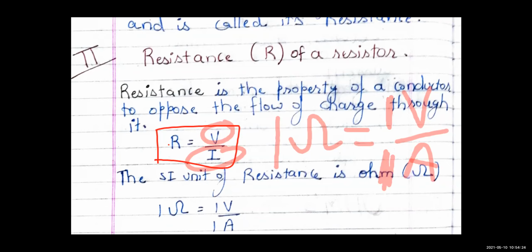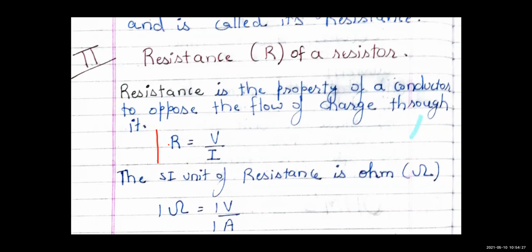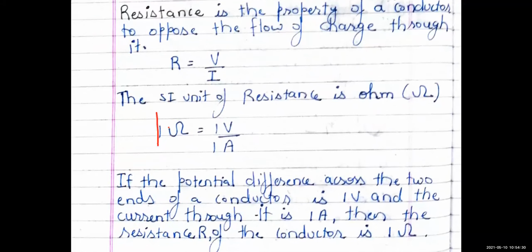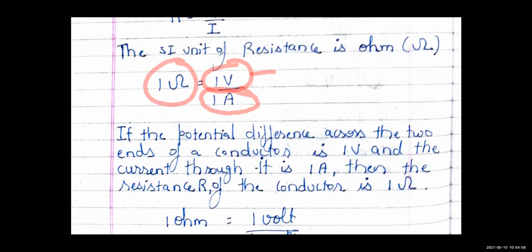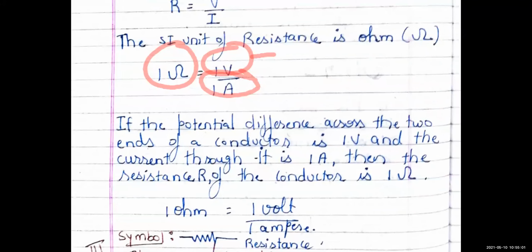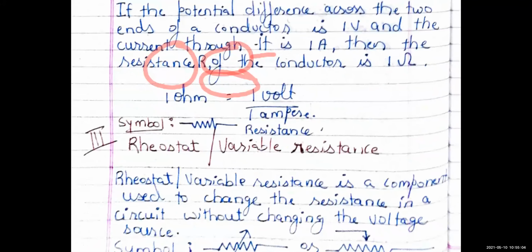So we can define 1 ohm easily: 1 ohm is the resistance of the circuit if 1 ampere of current is flowing through the wire and 1 volt is the potential difference across the ends of the wire, right, beta? So how will we start? We can start with the potential difference. If the potential difference across the two ends of a wire is 1 volt and the current flowing through the wire is 1 ampere, then the resistance of the conductor is 1 ohm, right beta? So 1 ohm is 1 volt per 1 ampere.